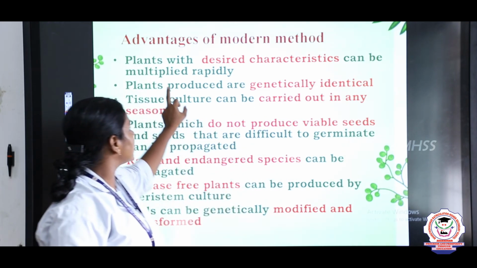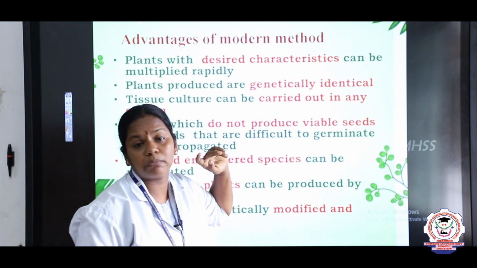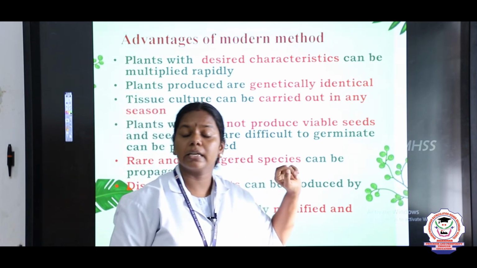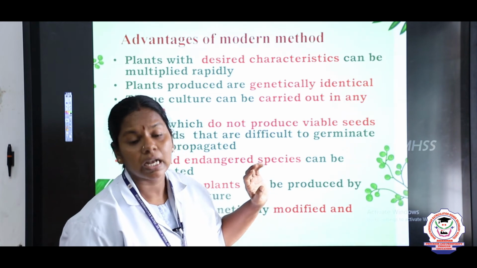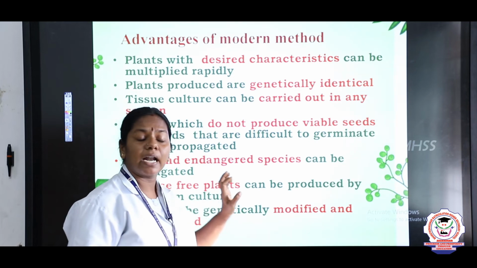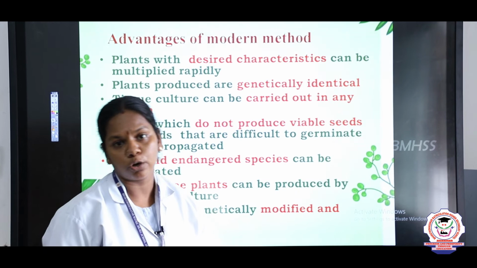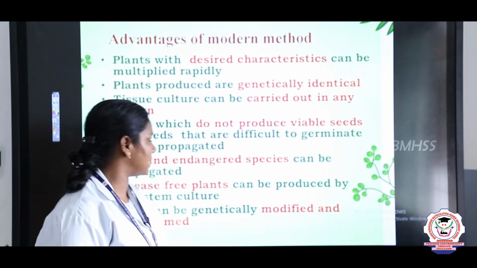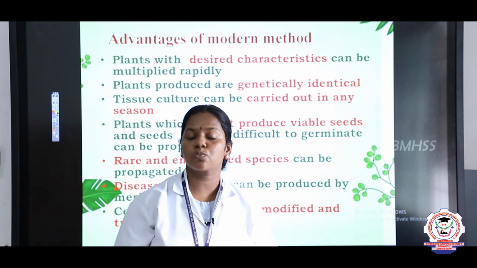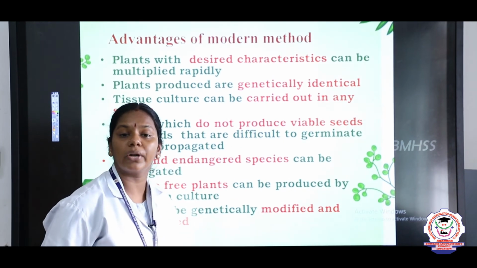So what are the advantages, children? First, plants with the desired characters can be multiplied rapidly. Second, they are genetically identical. They can be carried out in any season, and plants which do not produce seeds can also be propagated. Endangered and rare species can be grown by this method. Disease free plants can be produced, and the last advantage is that the cells can be modified according to our wish and transformed into a desired cell. So these are all the advantages of the modern method.